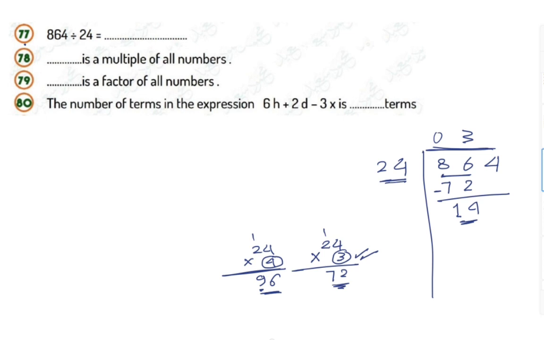It's not working, because 14 is less than 24. So I will use what? I will use this 4 and make it drop down, so I have 144. Okay, let's continue. 24 table.